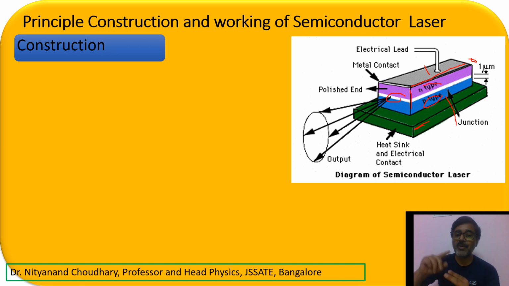Two faces have been given the electrical connection. Two faces have been polished to make your resonator, and the other two faces have been made rough so that no electrons or holes would eject through them. So this is the basic construction of this semiconductor laser.